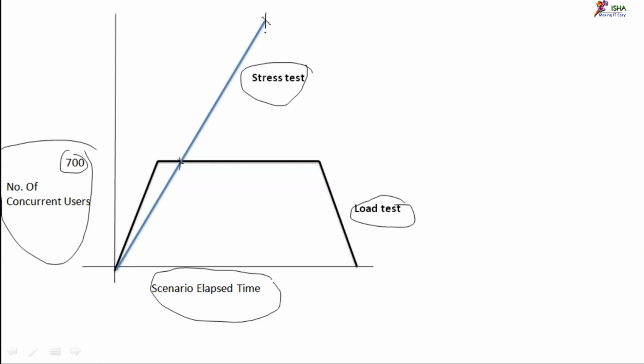So we have designed this application to handle how many? 700. Now you are increasing. Let's say it has handled 1500. You went all the way till 2000. 2000 is way too much load for this application. It is an unexpected load, and what happens at 2000? The server stops responding to the requests.